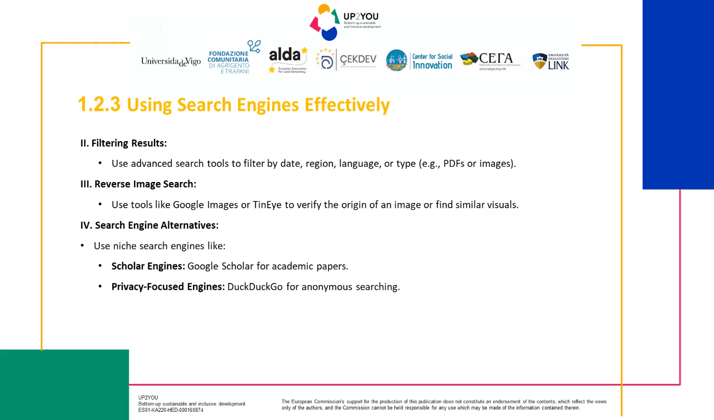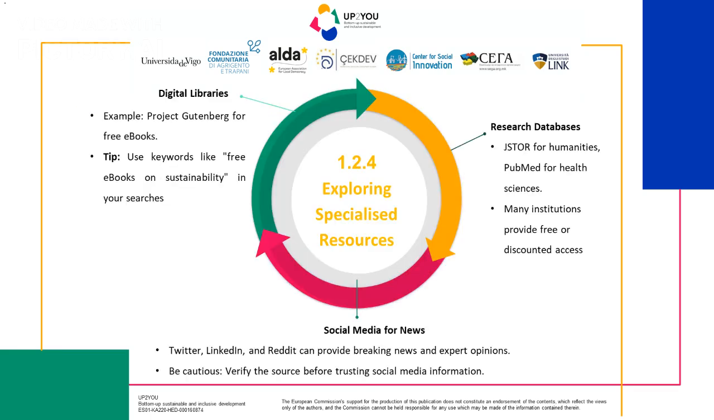Explore search engine alternatives like Google Scholar for academic papers and DuckDuckGo for anonymous searching. Specialized resources include digital libraries like Project Gutenberg, research databases like JSTOR, and social media for news.